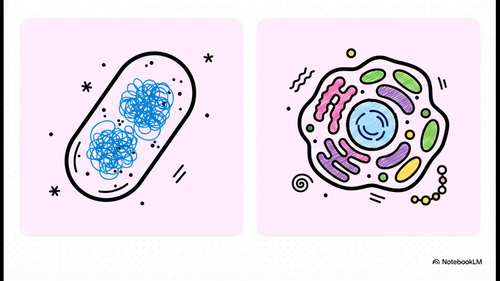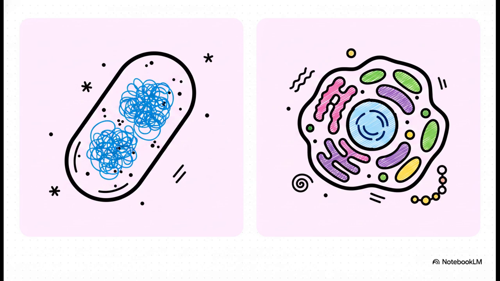Now, contrast that with the eukaryotic cell. This is the luxury model. It features a true nucleus that is securely protected by its very own membrane. And even more impressively, its interior is divided up into these highly organized compartments by an internal membrane system.